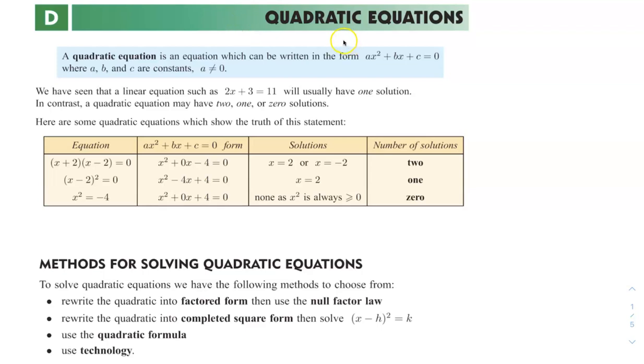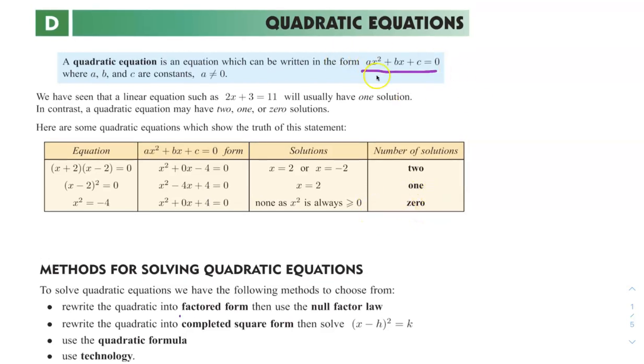Quadratic equations. A quadratic equation is any equation in this form, where the highest power is x squared. When we solve these, you actually get three possibilities. You could get two solutions, since it is x squared, you should have two solutions. You could get one solution where it's a double root, or you could get no real solutions, where you get two imaginary numbers.